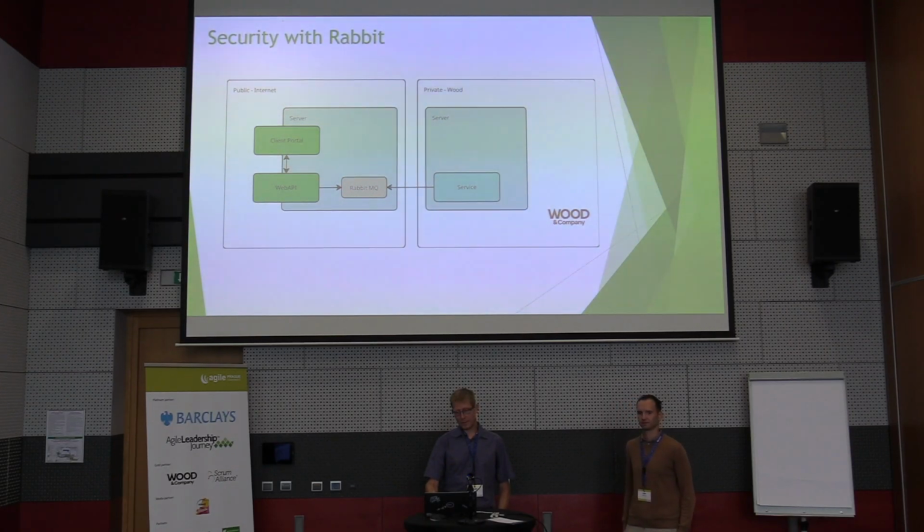So the direction is important, because for security it's important that the service in Wood & Company can connect to RabbitMQ, but only from Wood & Company, not the other way, from a public server. And this is the security. And the service in Wood & Company consumes the message, transforms the message to the response, sends the response as a message to RabbitMQ, and the Web API consumes the message and transforms the message to an HTTP response.